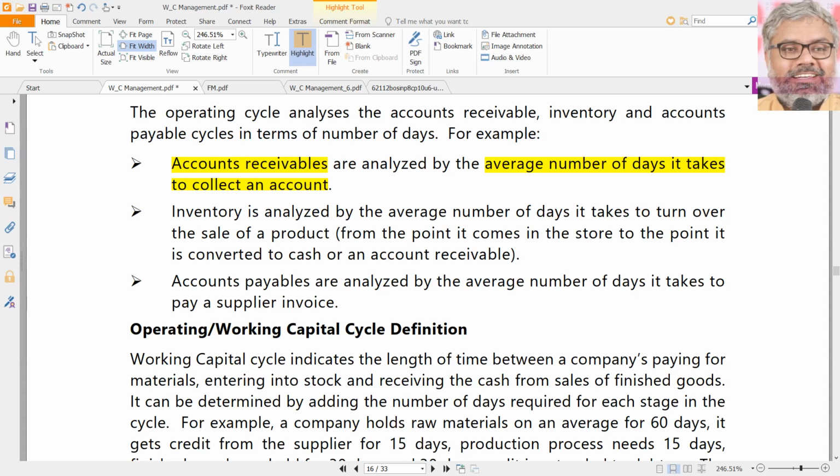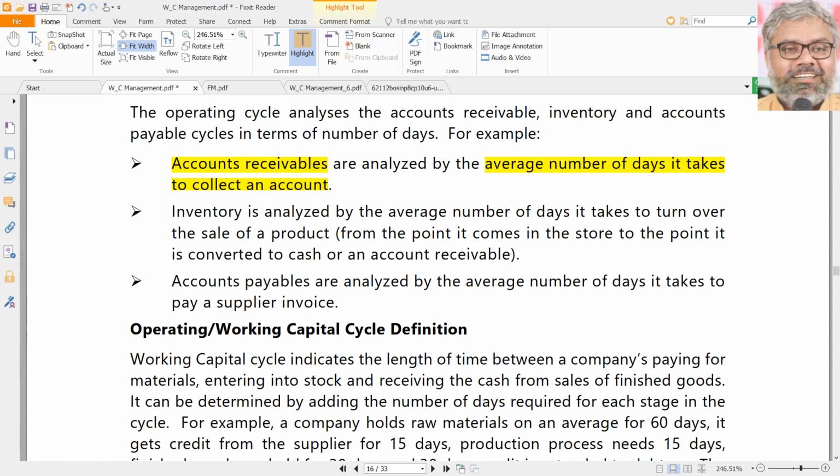Here, for conceptual clarity, we should not think that each customer will exactly pay after those number of days. Definitely not. Some people may pay before that, some people may pay after that. This is the average number of days, analyzing all the accounts receivable in one shot. On an average, how many days it will take to collect the amounts from our credit customers. That is days in accounts receivable, or we can simply call it the average collection period.